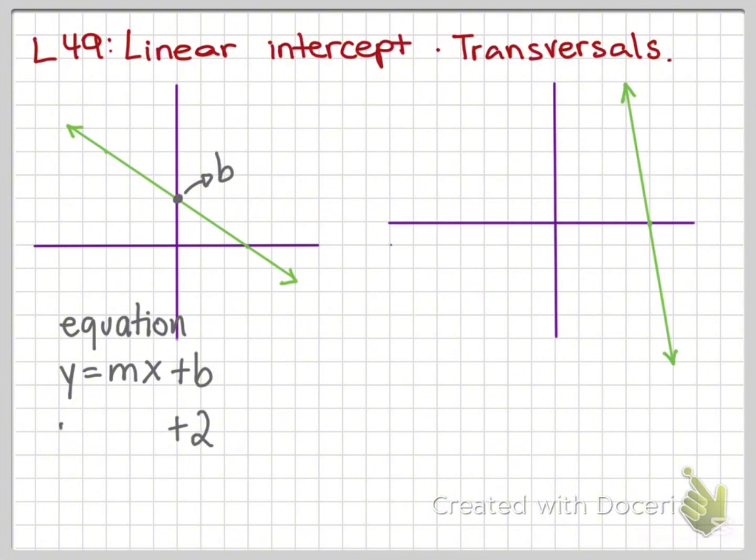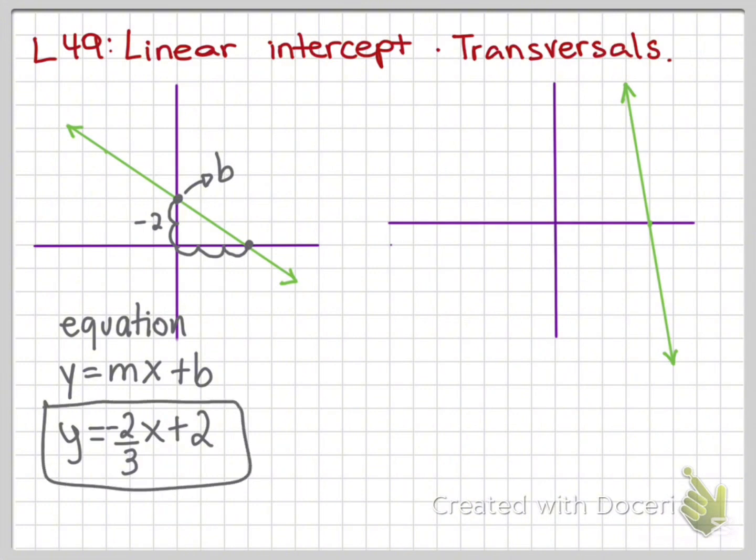Now to find m, which is the other one we need to find, we need to see how the points are moving. So if I go from that point to, let's say, this other point that I know for sure what the coordinates are, then I'm going to move 1, 2 down, so -2, and then 3 to the right. So the slope in this case is -2/3 and then x plus 2, and that's the equation. Very, very simple.